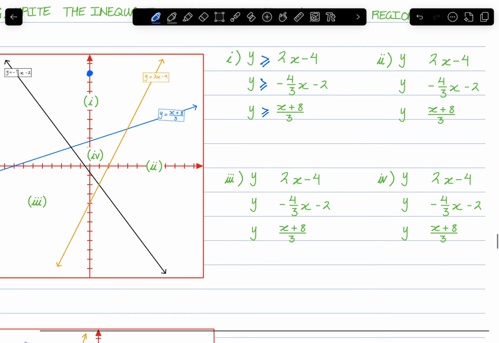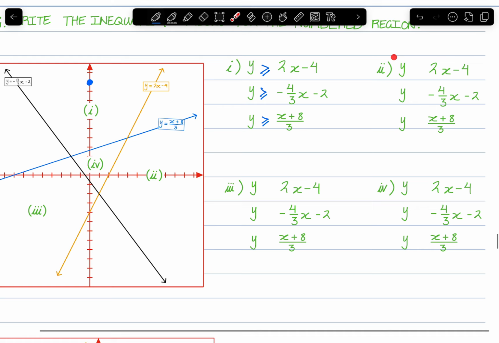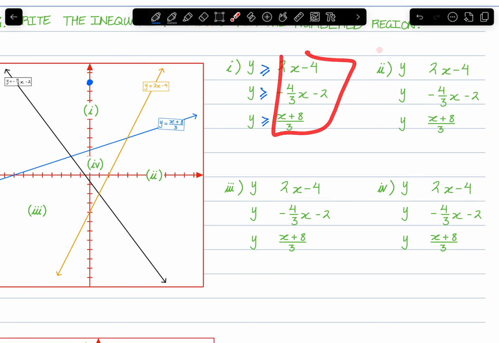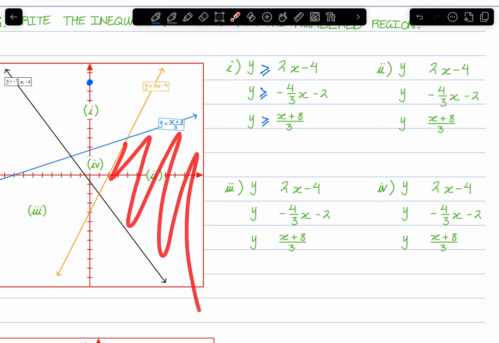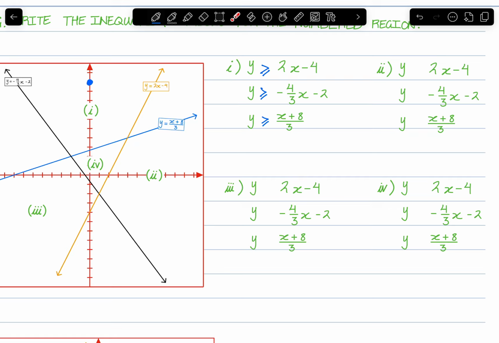Let's move to the next example. This one, number 2. So it's the same order. I'm not here to try and trick you. So number 2, what inequalities for these symbols will give us this shaded region? So again, for this, I'm going to pick a point in that region. Let's pick this point here.